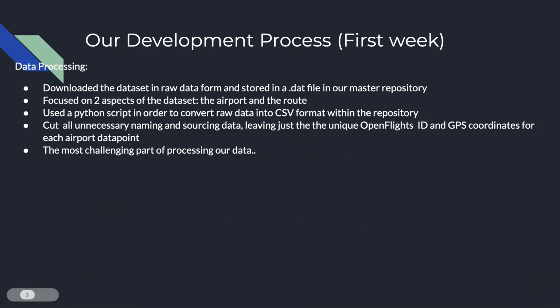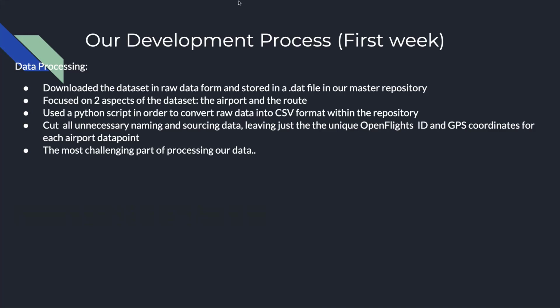Now, let's talk about our development process. In the first week of our development, we mostly focused on data processing. We downloaded the dataset in raw form and stored it in a .dat file in our master repository. We focused on two aspects of the dataset, the airport and the route. We used a Python script to convert the raw data into CSV format within the repository, and we cut all unnecessary naming and sourcing data, leaving just the unique OpenFlights ID and GPS coordinates for each airport data point.